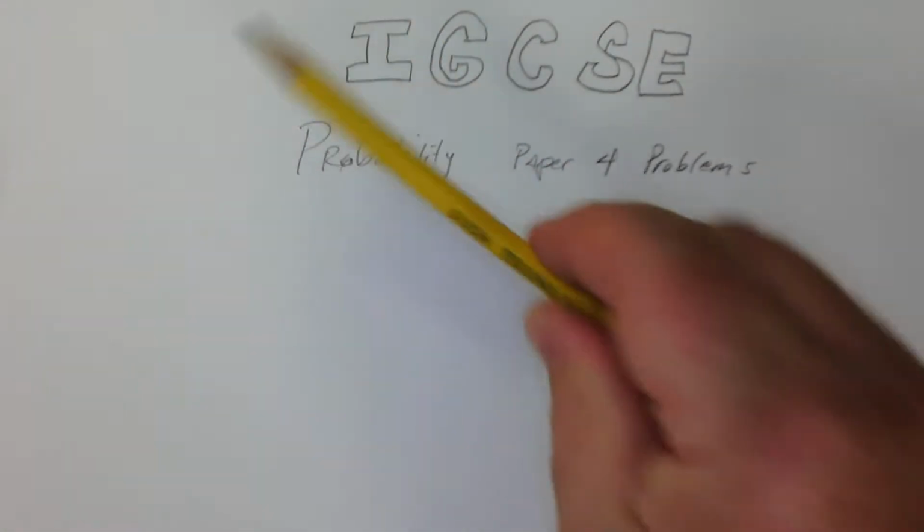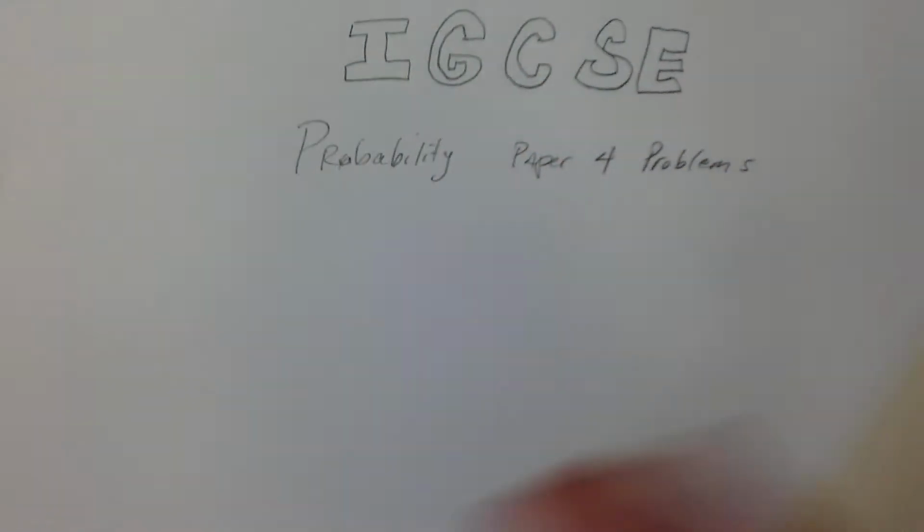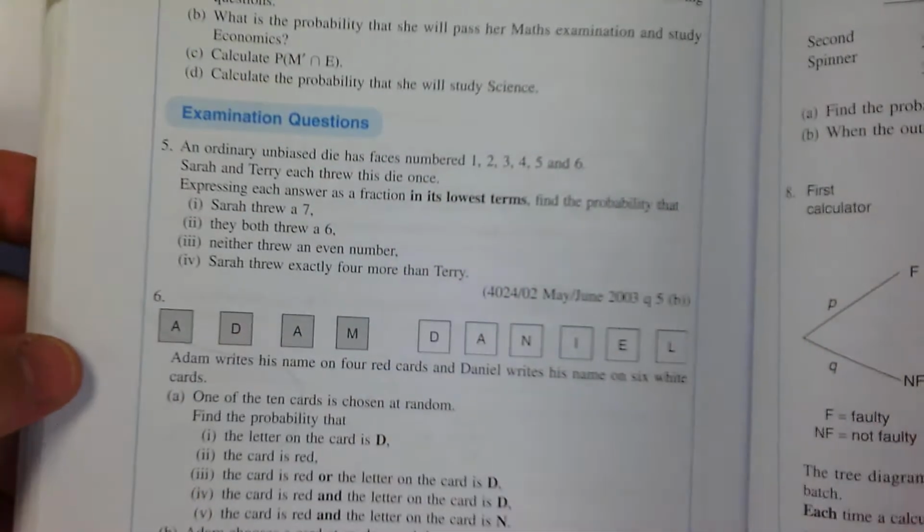We're going to use this good old-fashioned Dixon Ticonderoga number 2 right here to work through some Cambridge probability questions. So, let's start with this first one right here. Then we're going to run through 5, 6, 7, and 8.